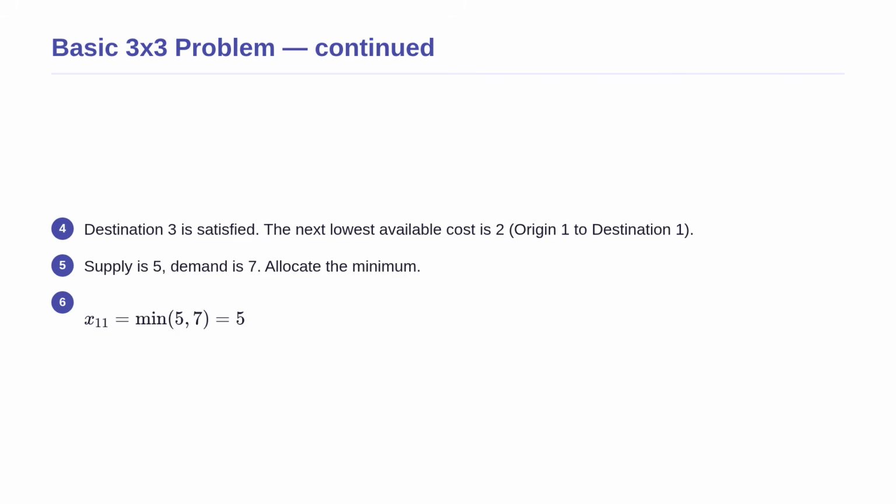Continuing with our grid, we look at the remaining uncrossed cells. The lowest available cost is now 2, located at origin 1 to destination 1. Origin 1 has a supply of 5 and destination 1 has a demand of 7. Following our rule, we allocate the smaller amount, which is 5. Origin 1 is now completely empty, so its remaining supply becomes 0, and we cross out its entire row. Destination 1 still needs 2 more units to be fully satisfied.